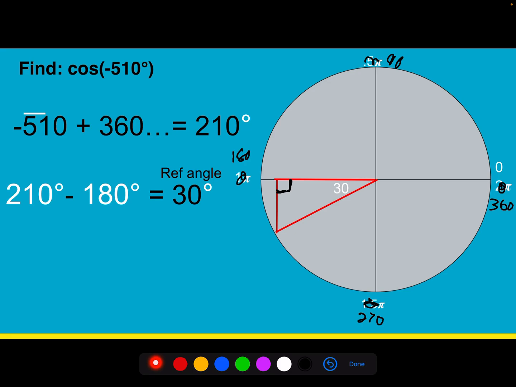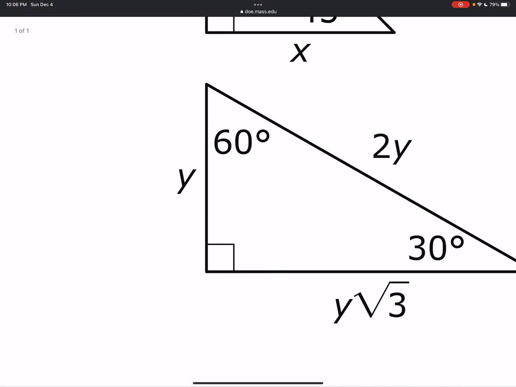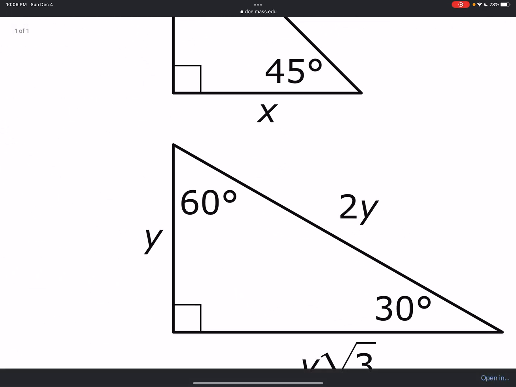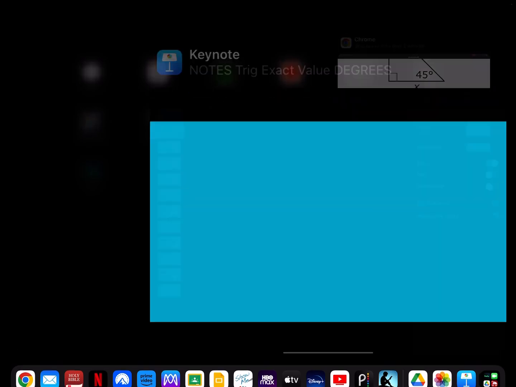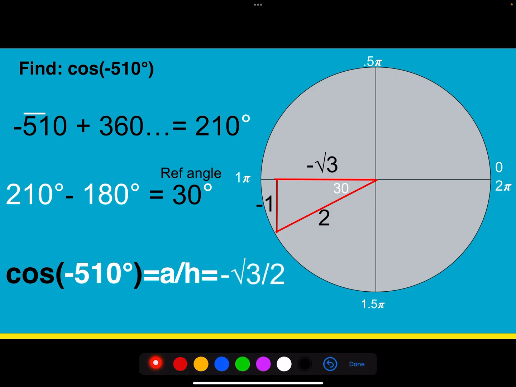Now from that sheet, across from 30 is y, which is 1. Across from 60 is y square root of 3, which is square root of 3. And across from 90 is 2y. All right, so that's where it's coming from. So across from 30 is going to be 1, across from 60 is going to be square root of 3, and across from 90 is going to be 2. Remember, here's my origin. Left, negative. Down, negative. Hypotenuse, always positive.